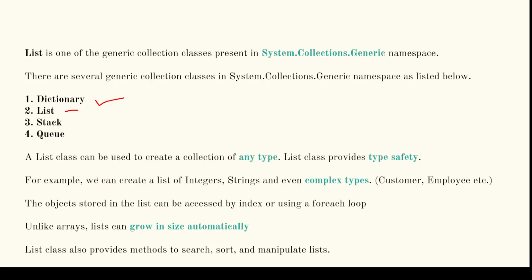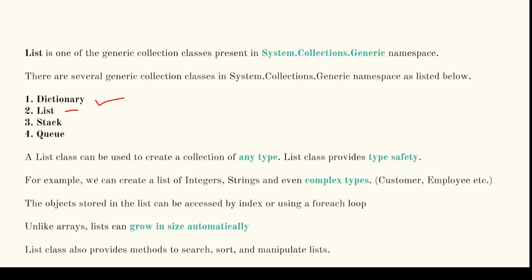Queue also. Okay. A list can be used to create a collection of any type. It can be any inbuilt data type like integer, numbers, or strings. And it can be a complex data type also, like a customer list, a list that will store customer objects. It can be a list that can store employee objects also. So basically, list can contain any data type that we want. And list provides type safety.